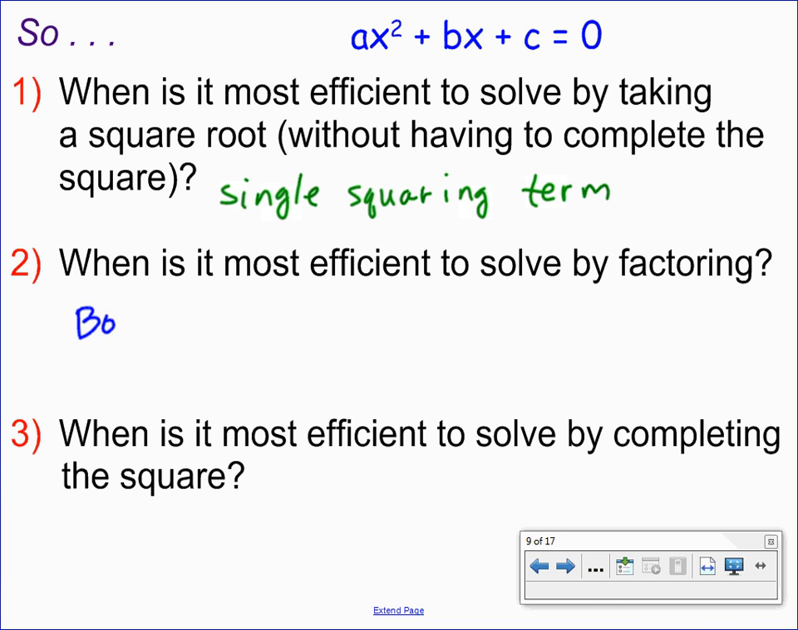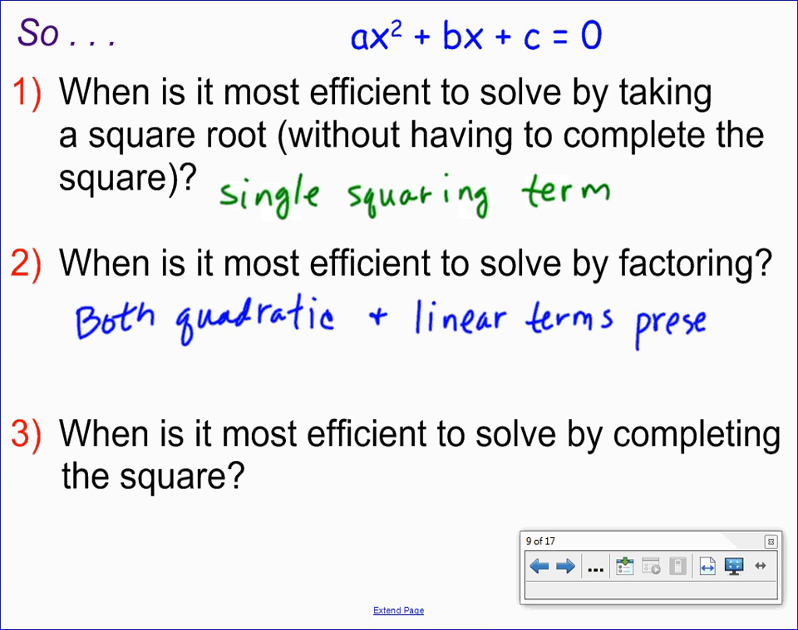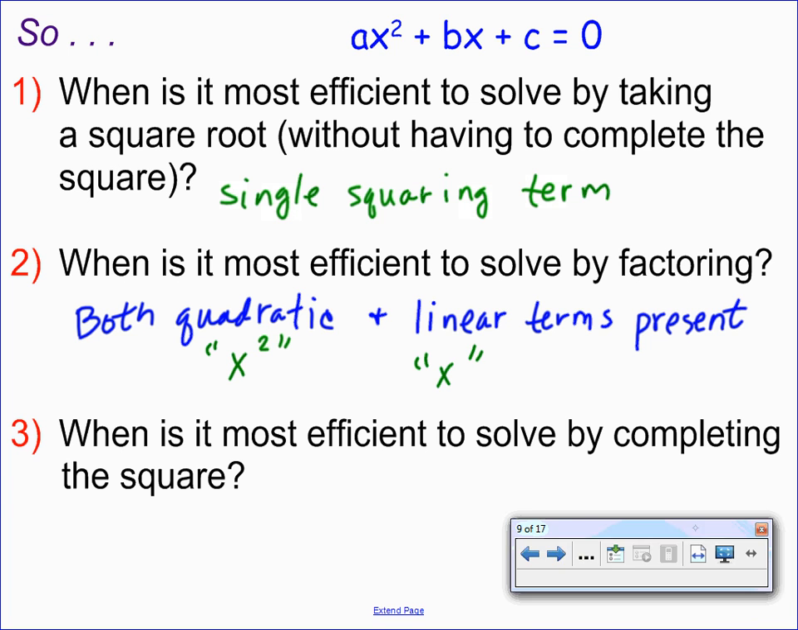So I'm going to say both quadratic and linear terms present. Recall that quadratic is my x squared type term, and linear is my x type term. Then I'll try to factor. If I've gotten it in standard form set equal to 0 and tried to factor, but I can't factor, then I'll use our third method. That is completing the square. So that's what I'll do, completing the square.